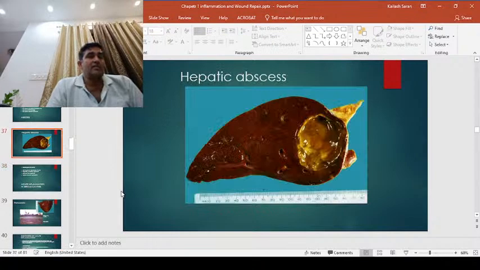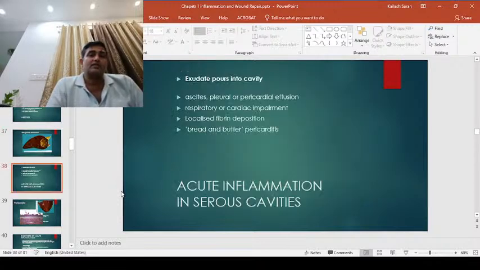So this is a hepatic abscess. You have to identify the tissue. If it's a brown colored tissue and the shape of the tissue is like the caudate lobe of the liver, that's why it's hepatic. So that's related to the anatomy, so you have to remember the anatomical shape.